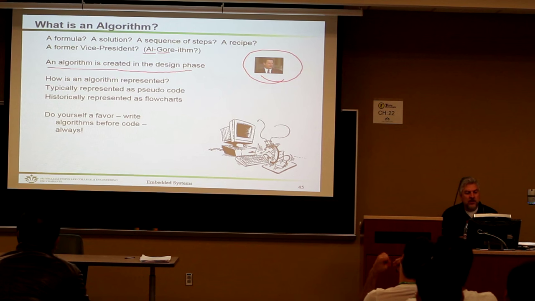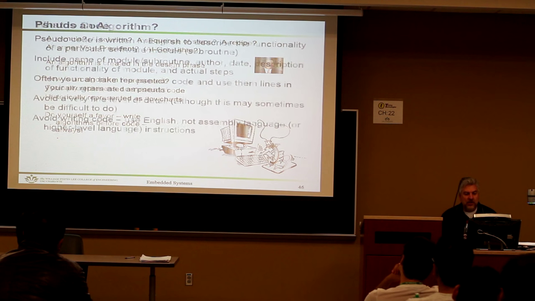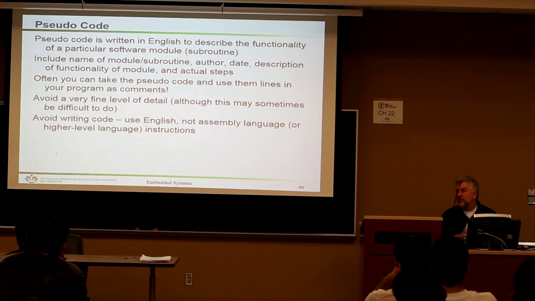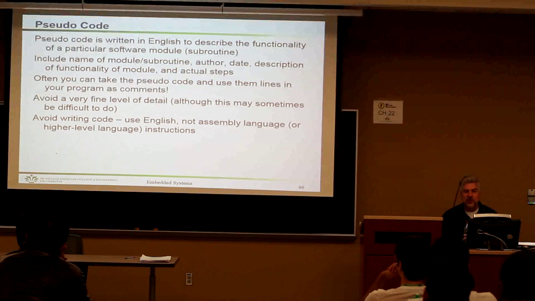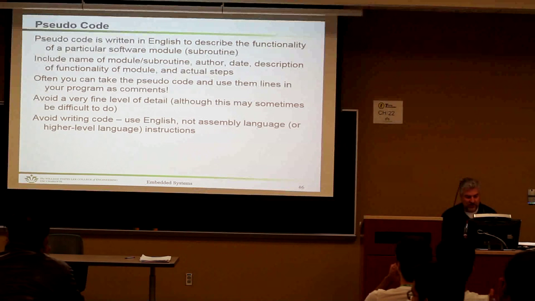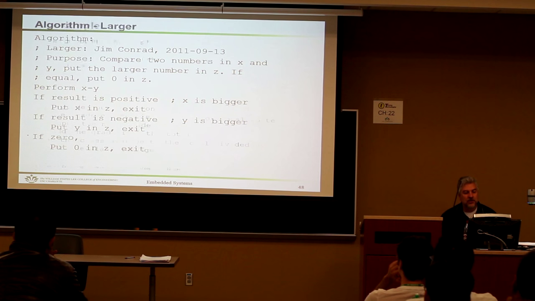The other thing is, as I said, do yourself a favor, write the algorithm before the code. And you could actually use the pseudocode that you write for your algorithm as your comments. And that's what I recommend. How many of you did that for lab number two? Yeah, not everybody, not very good. Hopefully you'll do that more in the future. That will give you better scores.